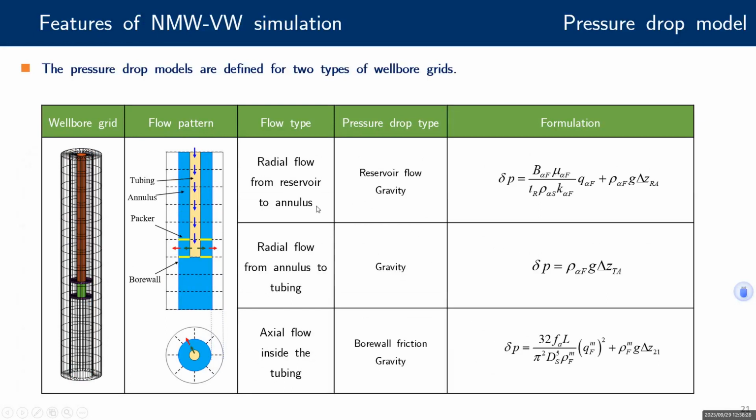For the two ring wellbore, the flow types include radial flow between the reservoir and the annulus, radial flow from the annulus to the tubing, and axial flow inside the tubing. And these are the correlations for water injection. We can also give the formulations for chemical injection.